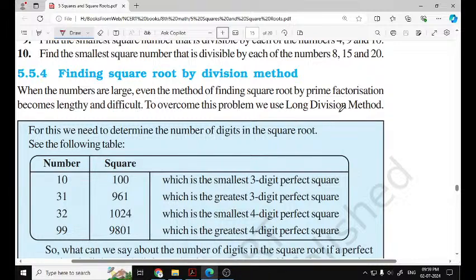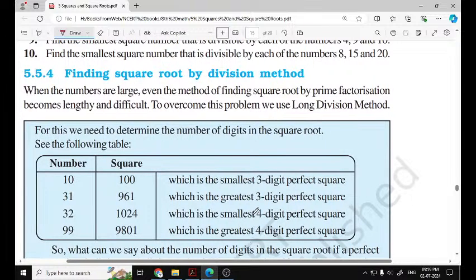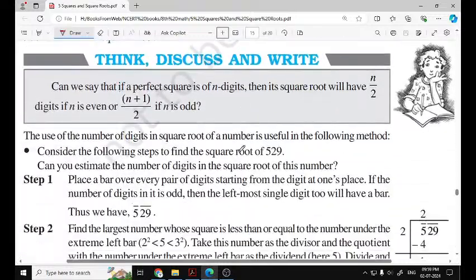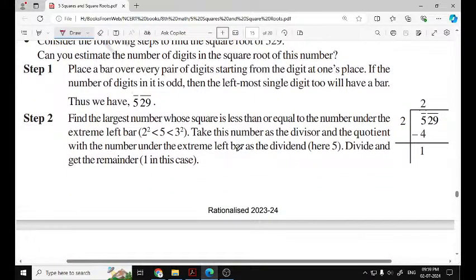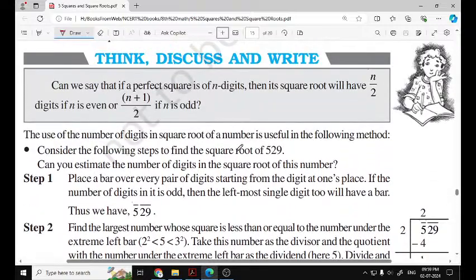Finding square root by division method. When numbers are large, even the method of finding square root by prime factorization becomes lengthy and difficult. To overcome this problem, we use long division method. Now let us try to find out square root of 529 by this method.